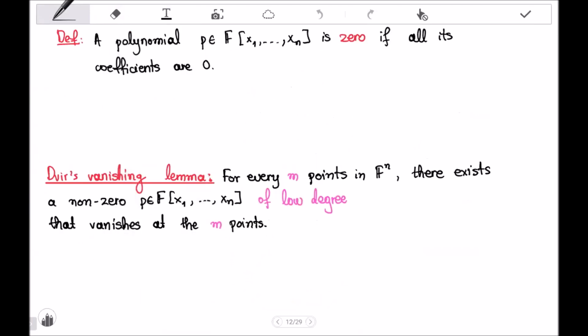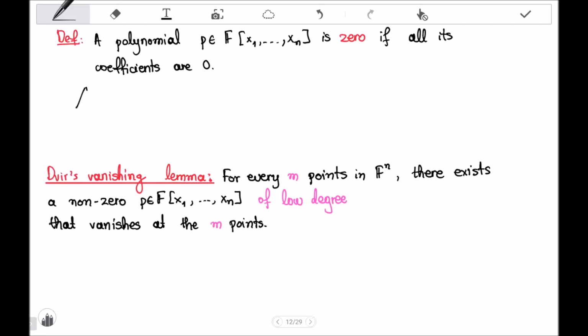So I'd like now to say what Dvir's vanishing lemma was, the lemma that he used, the polynomial method that he used. But before that, I'd like to emphasize what it means for a polynomial to be zero, because that's important. A polynomial in n variables is zero if all of its coefficients are zero.